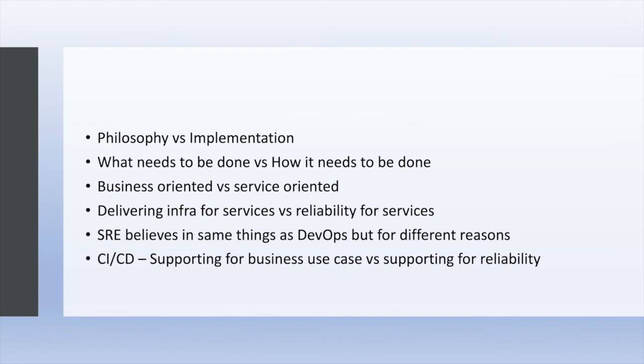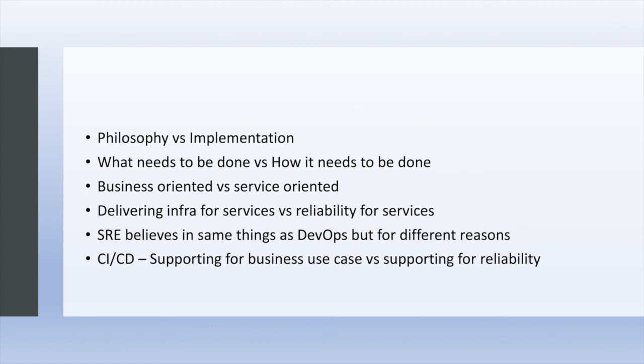And also, DevOps is quite business oriented versus SRE, which is more service oriented. Because SRE is trying to increase the reliability of the service that they have. And for DevOps, it is a kind of business orientation, because they want to bridge the gap between the operators and the developers, and they try to have some infrastructure so that these gaps can be closed. So DevOps is delivering infra for services versus SRE, whose main responsibility is to increase the reliability of the services.